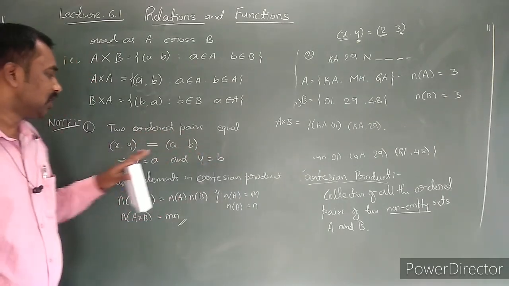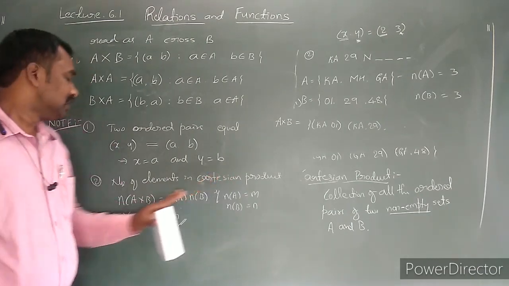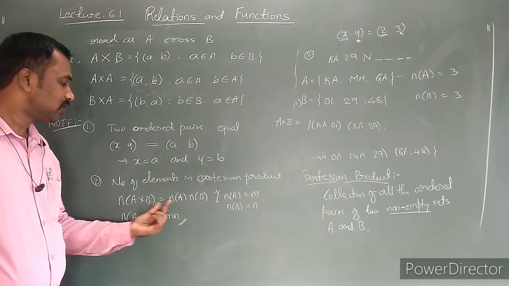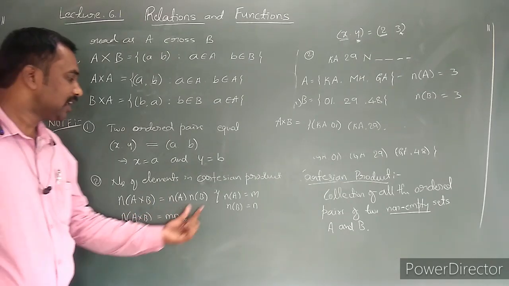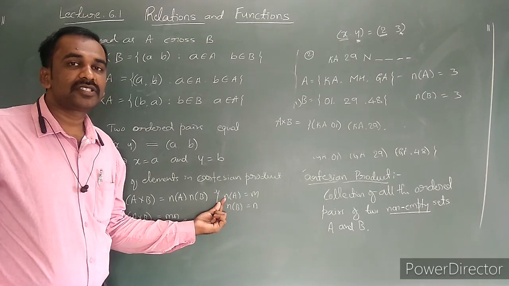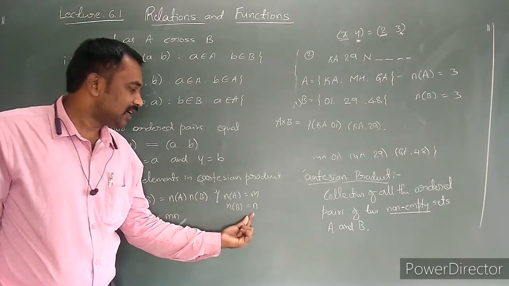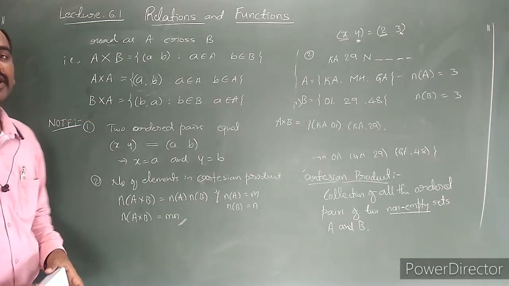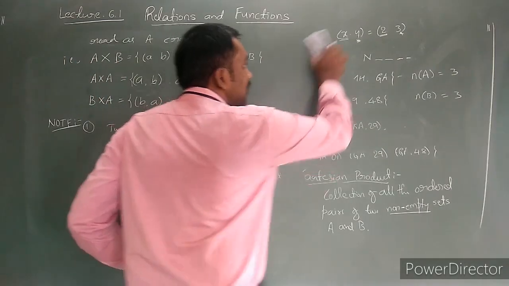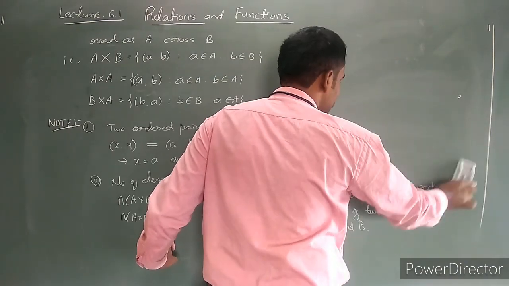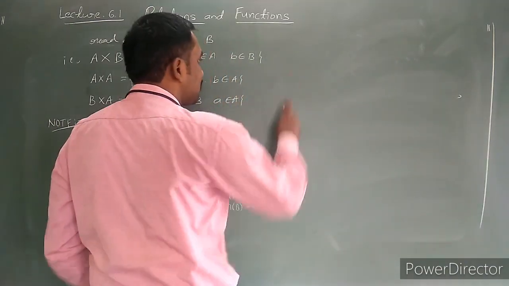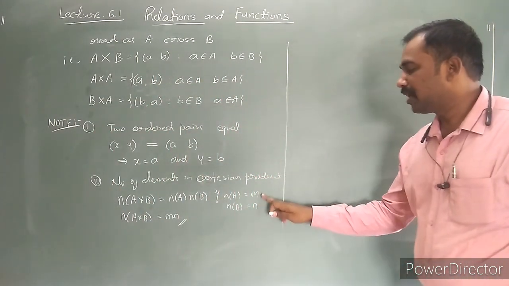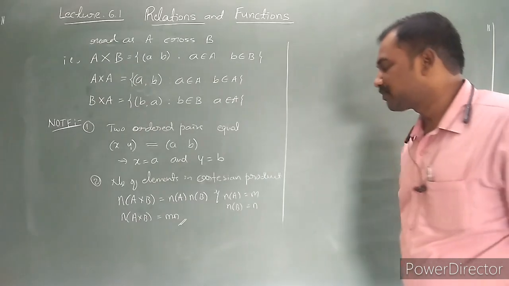Now, what is the first one? Two ordered pairs are equal whenever their corresponding elements are equal. Second one, number of elements in the Cartesian product: n of A cross B is equal to m into n, where m represents the number of elements in the set A and n represents the number of elements in the set B. Now the third note: in the previous notes we took set A and set B with a finite number of elements, m and n respectively.